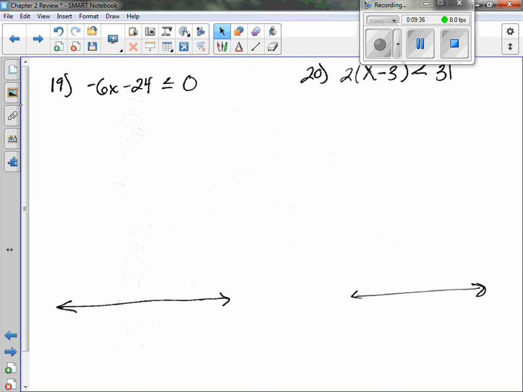Any questions on 19 or 20? Either one of these here. Any question on how to do 19 or 20? Or one of those that you want to see worked? We can do 19.